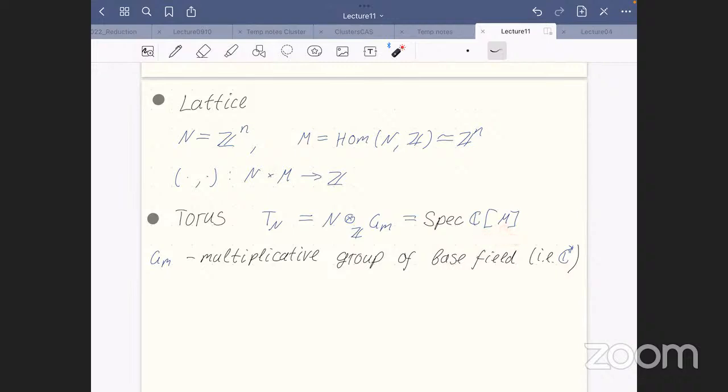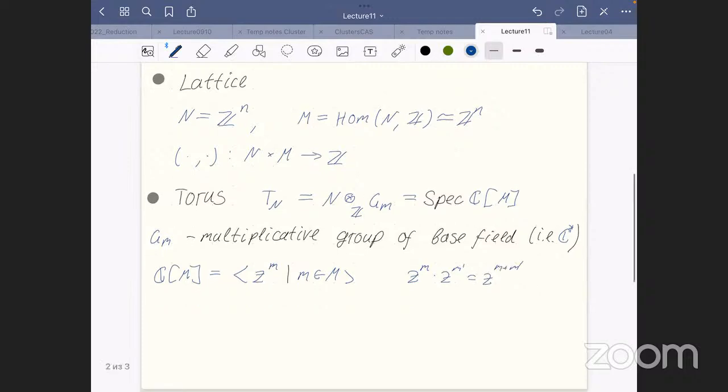So we have the lattice M, this abelian group. We can take the group ring. This is an algebra over C whose coordinates correspond to M. C[M] is a vector space generated by elements denoted by z to the power m, where m is an element of the lattice M. And of course, multiplication of such elements is standard: z^m times z^m' is z to the power m plus m'.